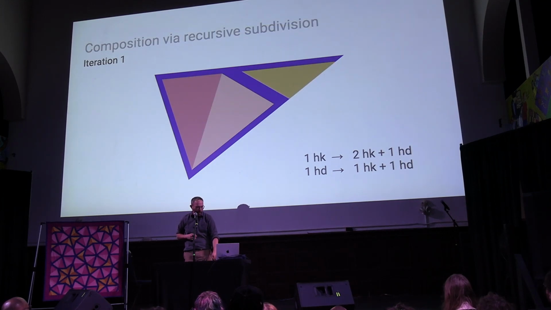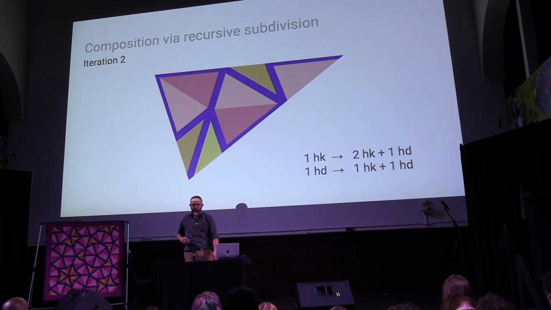And so here we are, we've iterated it. We started with a half kite, and now we have a whole kite and a half dart, and we just keep recursively applying these rules over and over and over. By the way, the program that I wrote to help me make the quilt was written in Rust. I got really into Rust for a little while, and I got really excited about writing this program in Rust, so that's what it's written in.